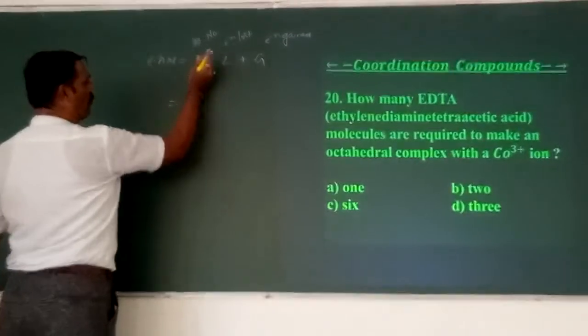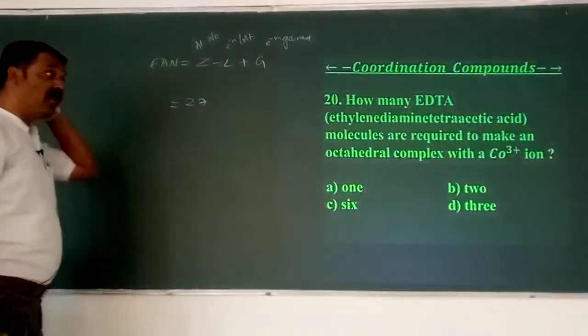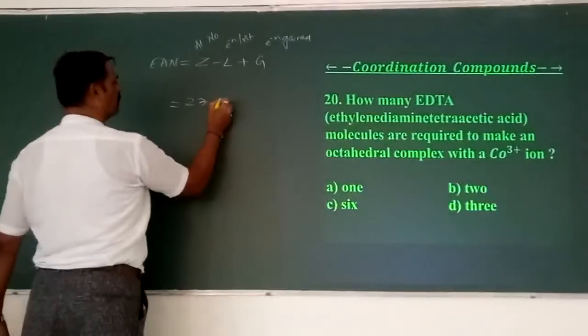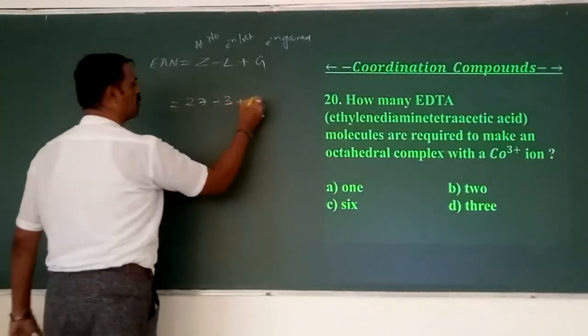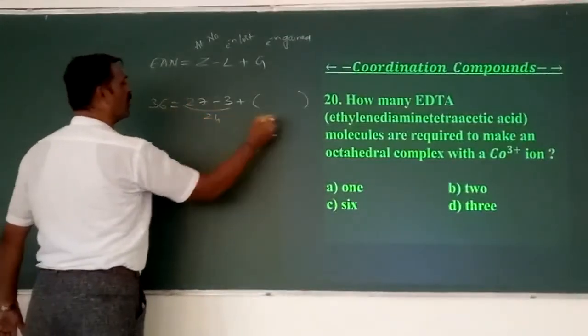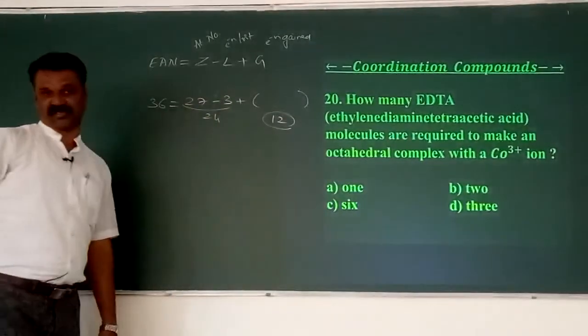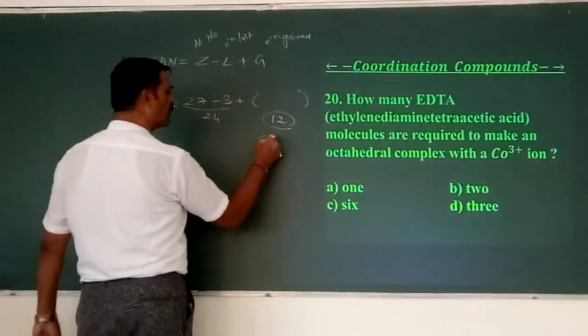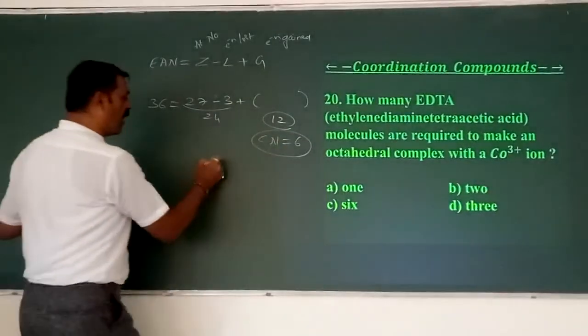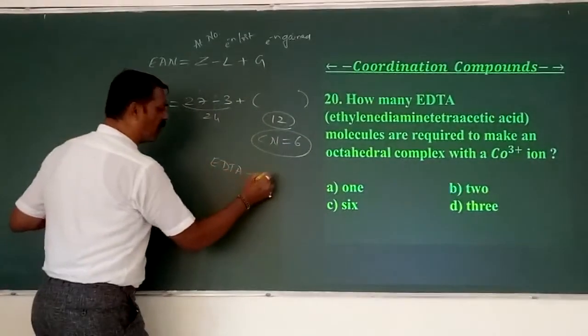So the atomic number of cobalt, can I say it is 27? Cobalt is converted into Co3 plus by the loss of 3 electrons. Plus, how much can I expect? It is equal to the nearest noble gas number, 35 or 36, whatever it may be. So here it is 24 already, here it must be 12. 12 means the coordination number is 6.